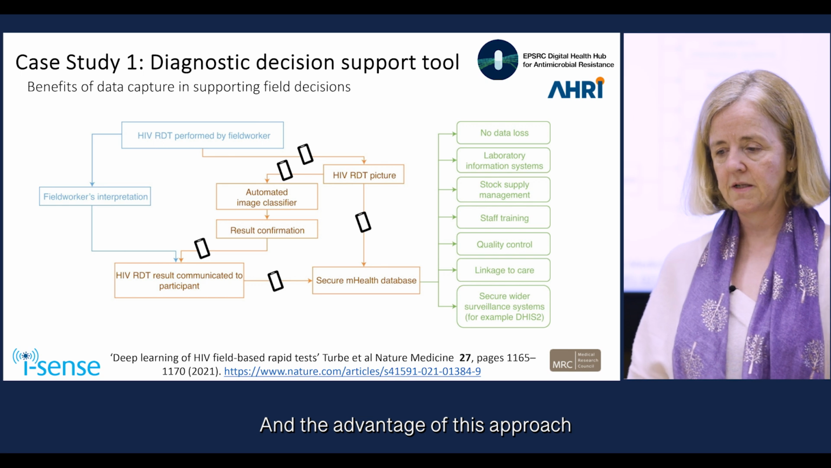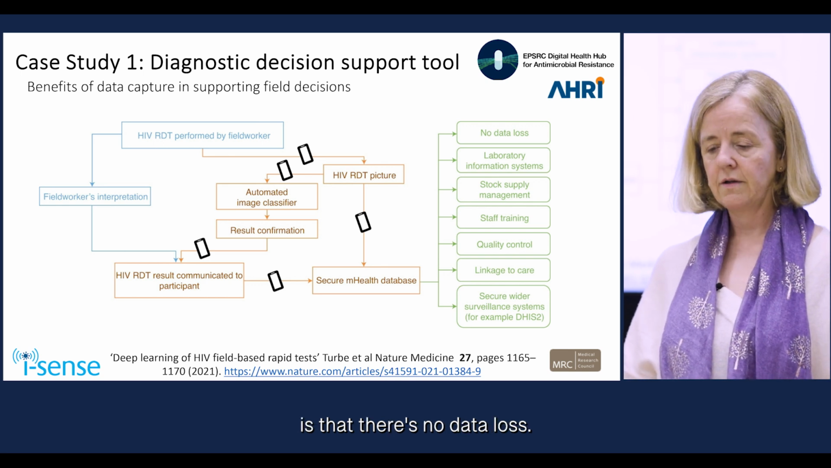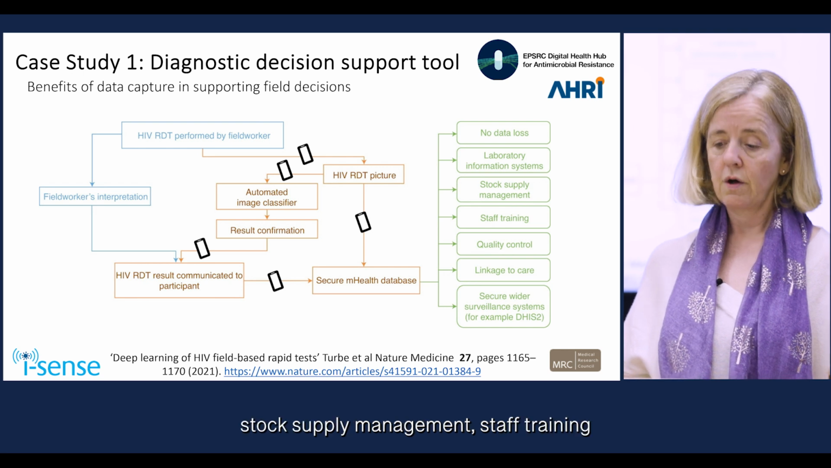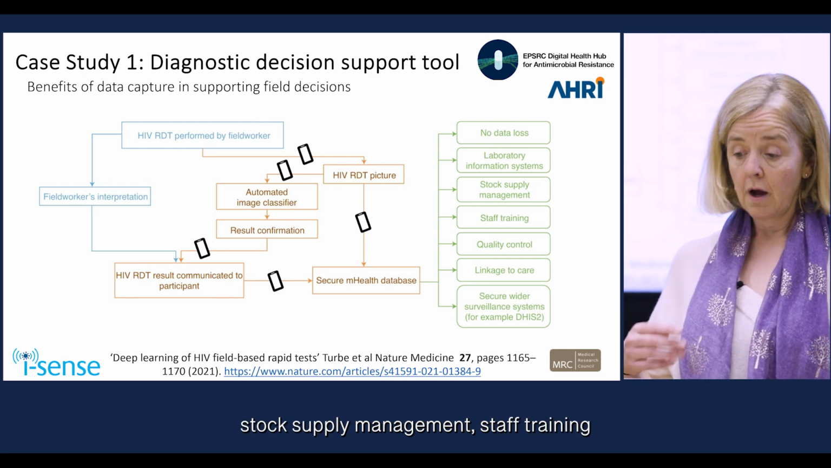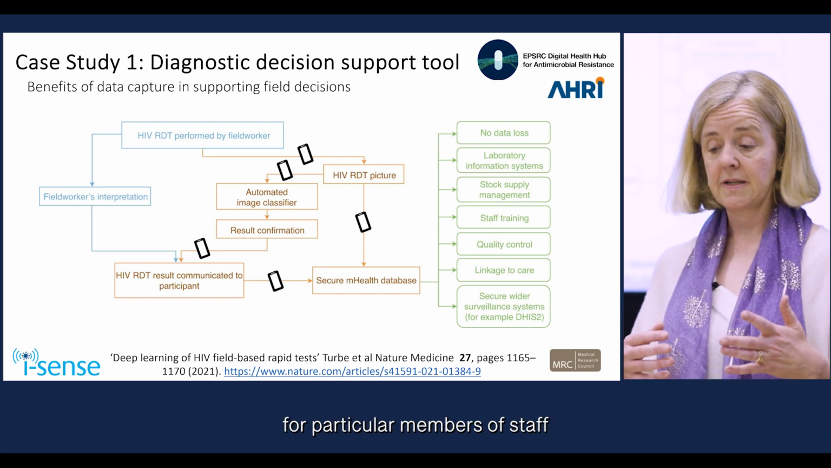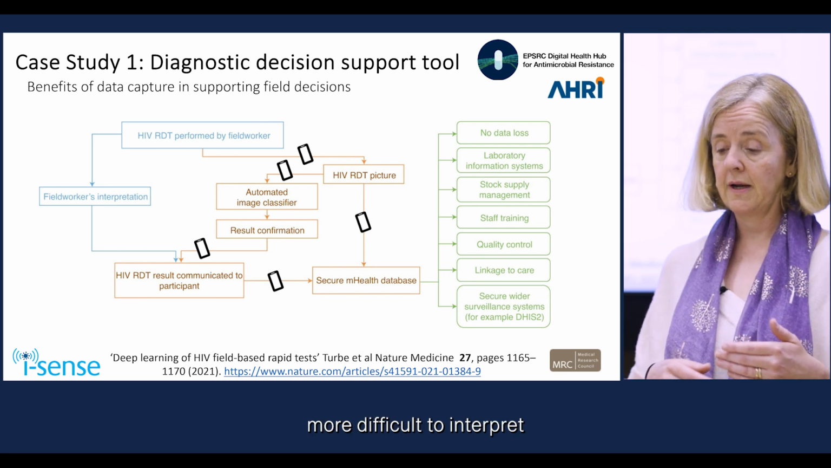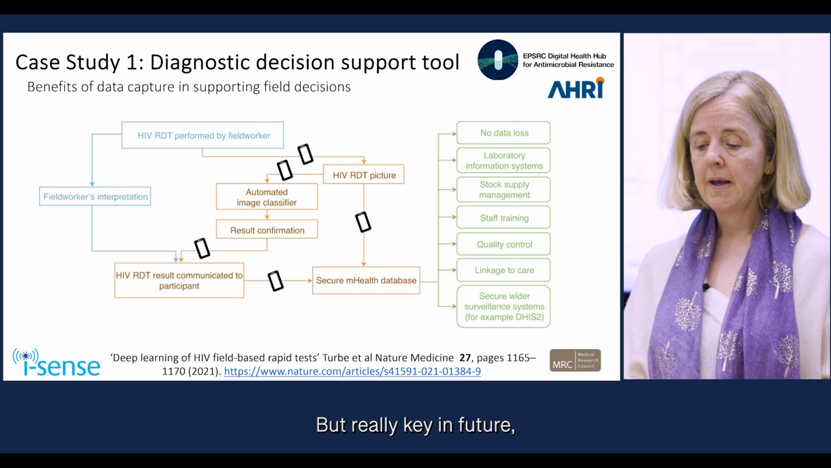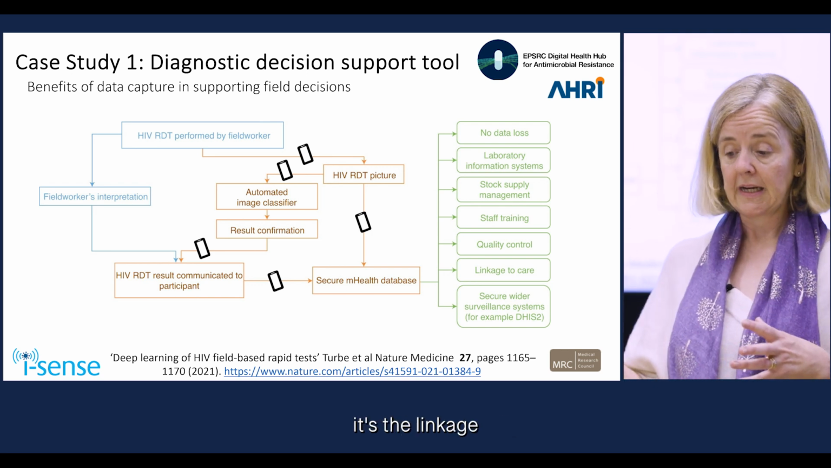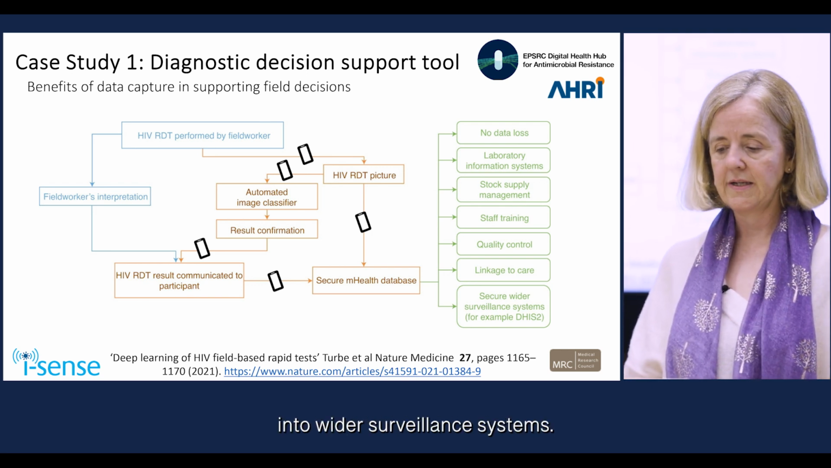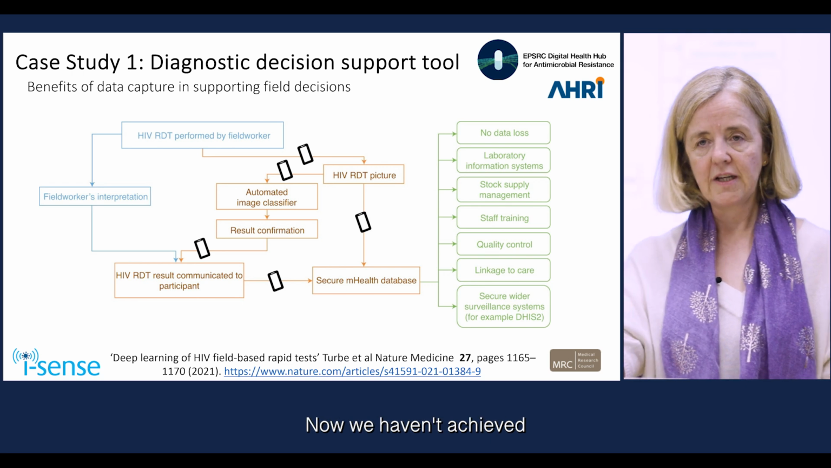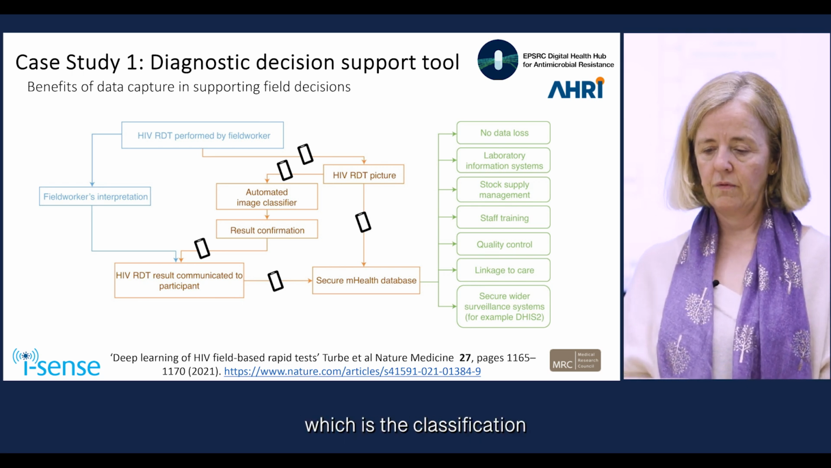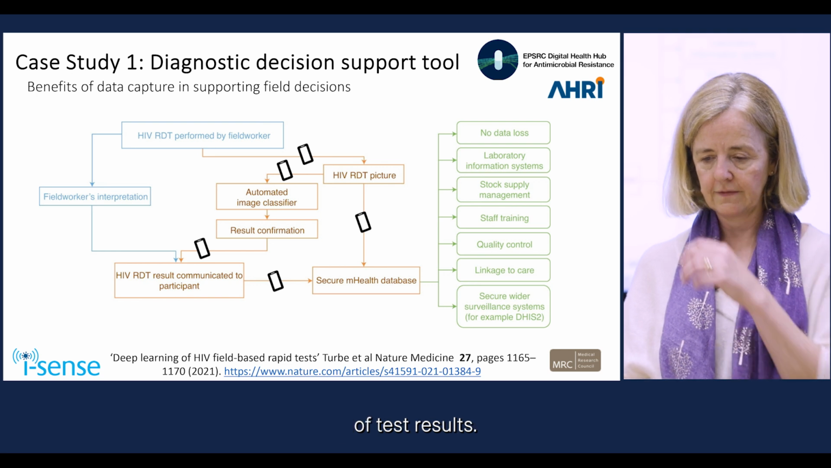And the advantage of this approach is that there's no data loss. The data links into laboratory information systems, stock supply management, staff training for particular members of staff who found it more difficult to interpret a test, quality control of the tests, which can vary, but really key in future, it's the linkage to care and connectivity into wider surveillance systems. Now, we haven't achieved all of those points on the right, but today I'm going to tell you about the first step, which is the classification of test results.